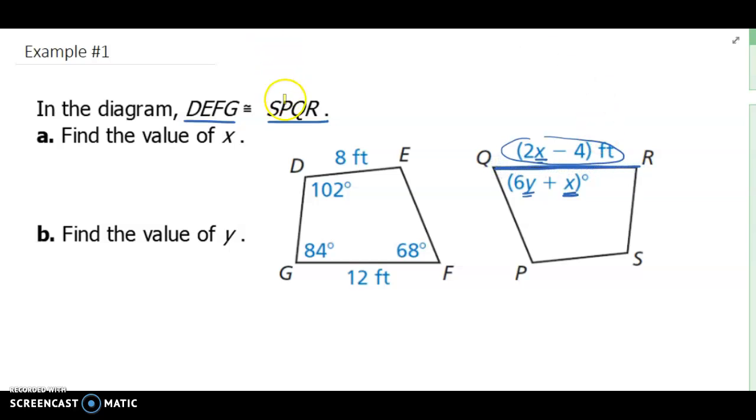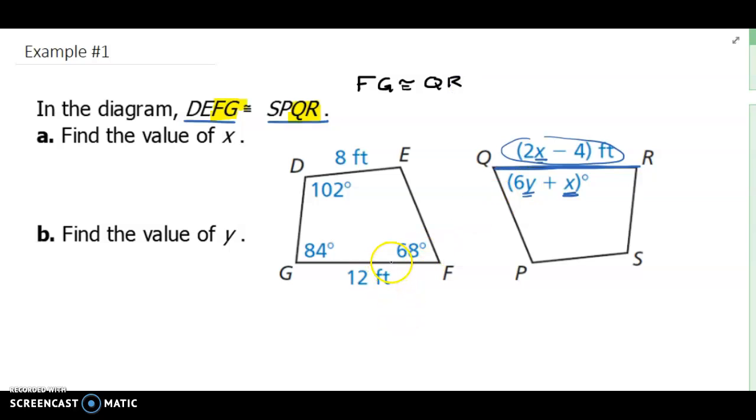Okay, so if I come back up to the congruent statement, my QR is the last two letters of this congruent statement on the right. So what I want to pair it with is the last two letters on the left. Okay, so from this I can get that FG is congruent to QR.